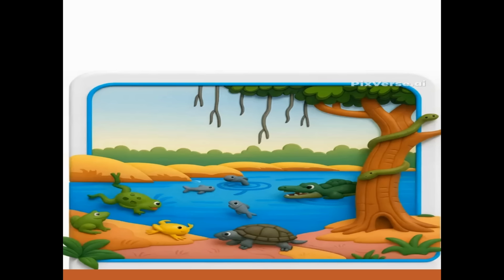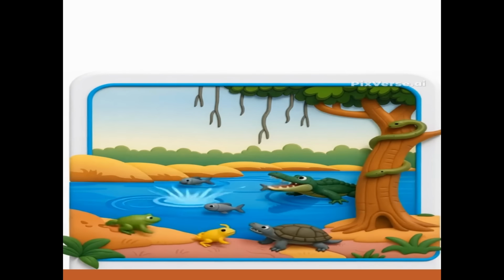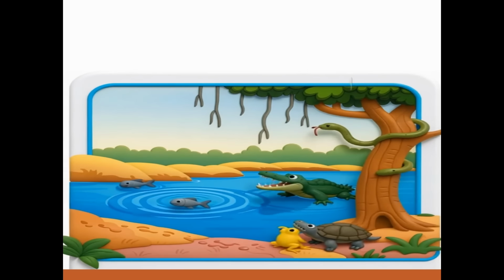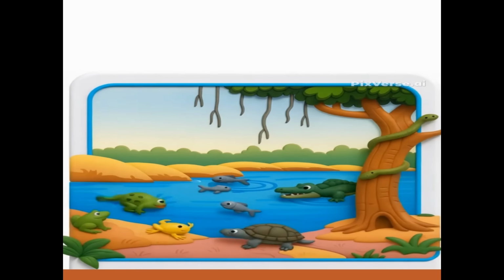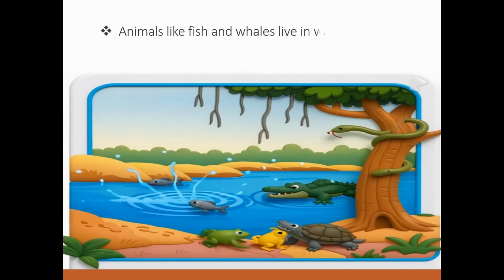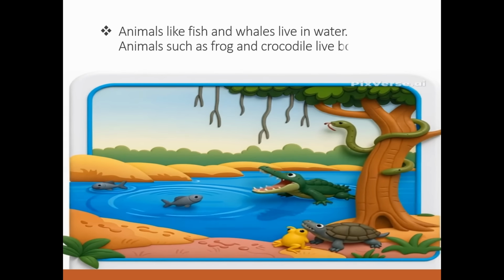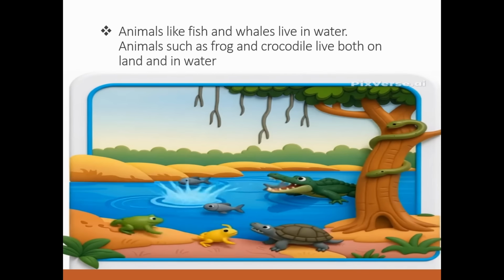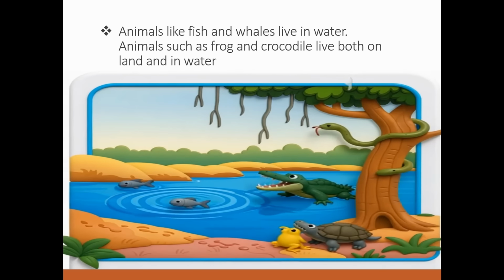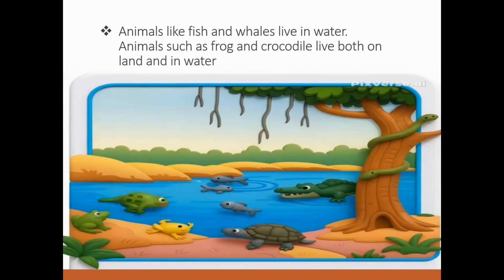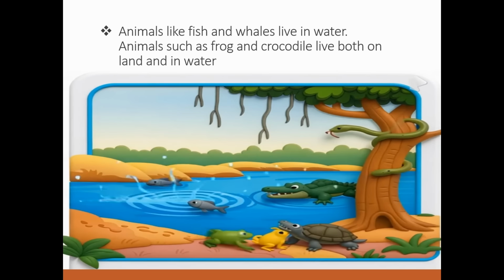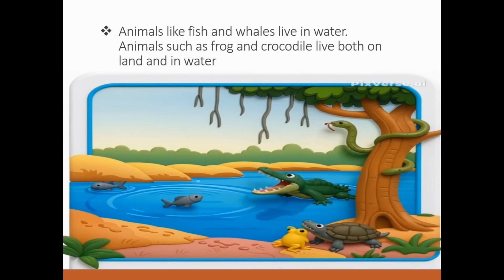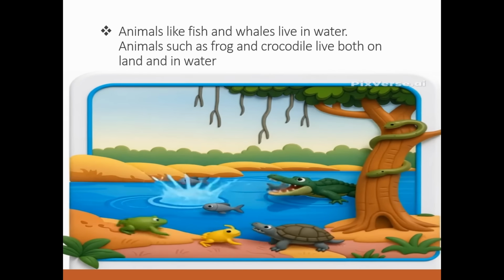Children, up to now we saw some animals and their shelters. Now we will see some other things. See this picture? Yes, see this video. Animals like fish and whales live in water. Do you know? Yes, animals such as frog and crocodile live both on land and in water.